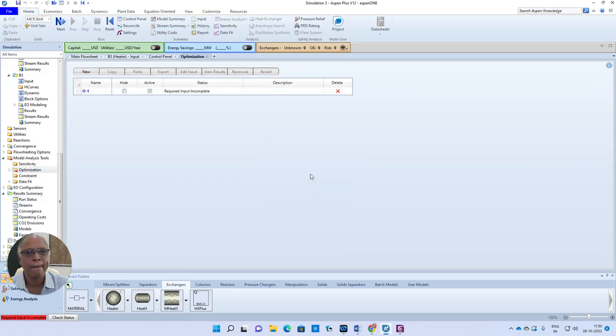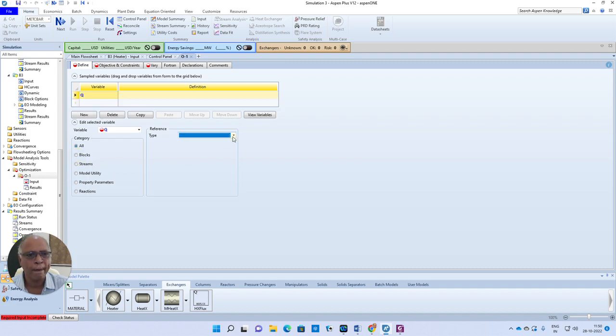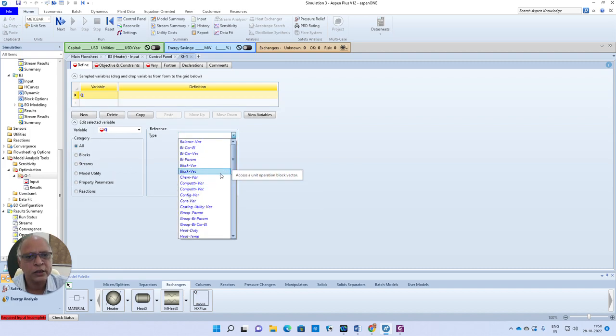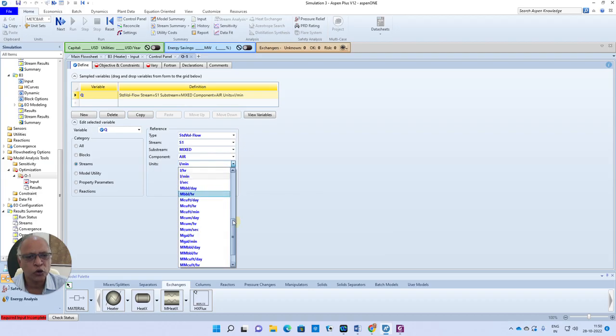Next. What is the variable that we are interested in? In fact, we know the inlet volumetric flow rate, which has been given as 15. So, let us define that as a variable, Q. This is a stream variable, the standard volumetric flow. Input stream S1, component is of course only one component, but the units that we want are cubic meters per second.